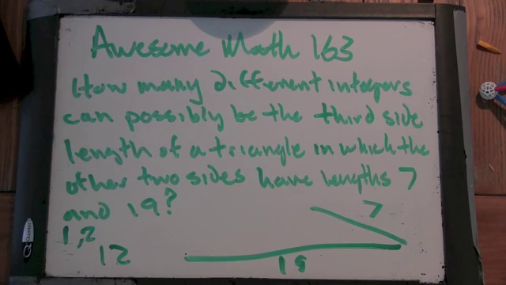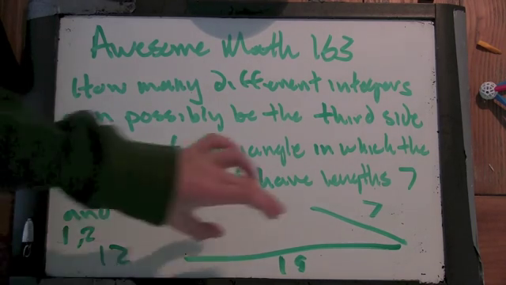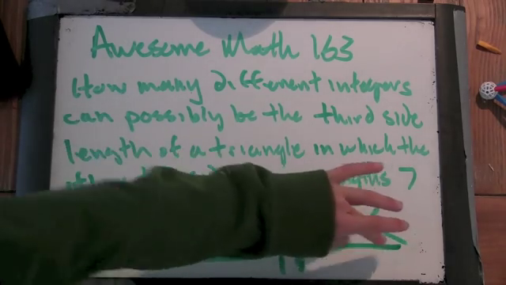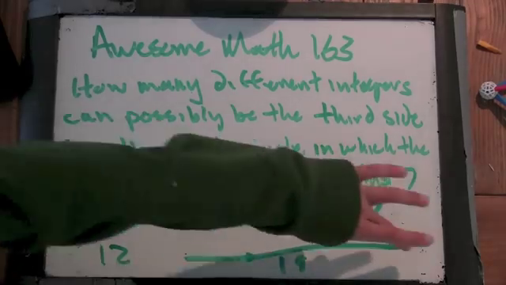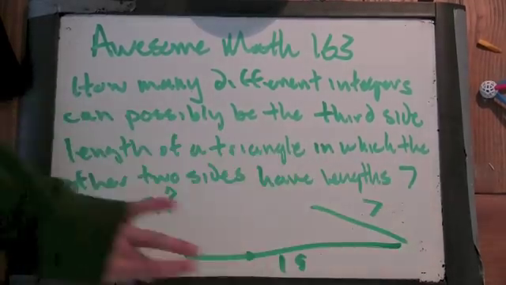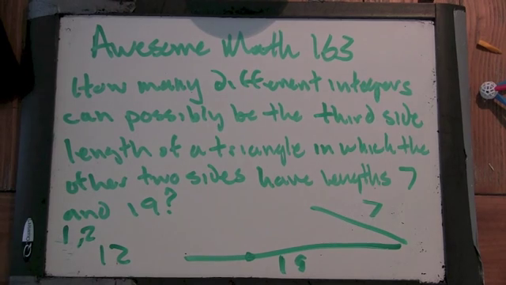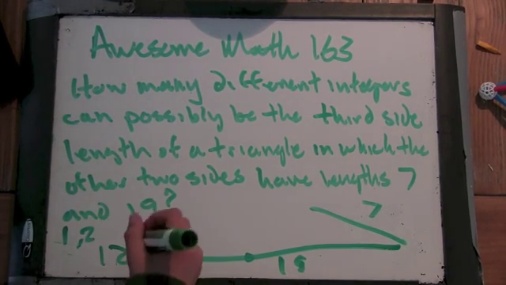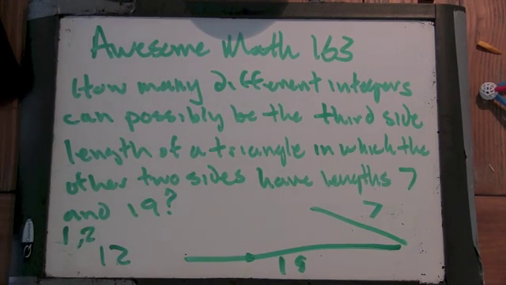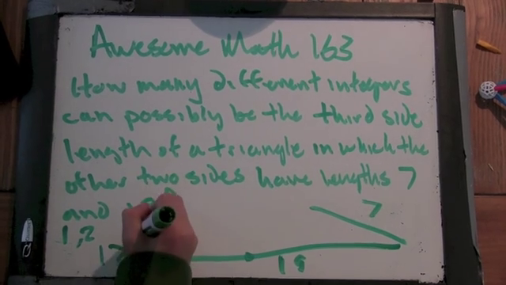But 7 and 12 exactly add up to 19, so they're just going to be points on the line. They're not going to be elevated up from this line, so it's not technically a triangle. 7 and 12 don't work. Well, 7 and 13 will. So you think 13 is the first one that works? Yeah.